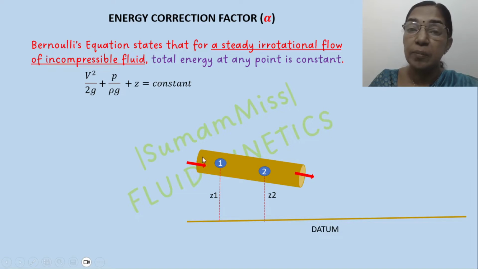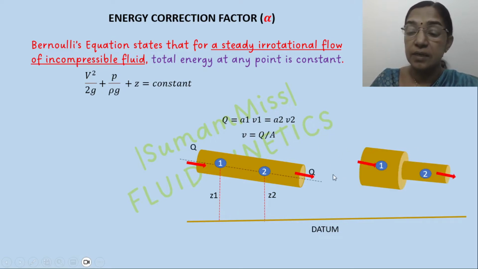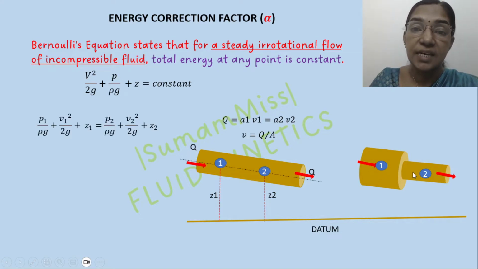So consider the flow through a pipe of constant cross section. The discharge Q is flowing through this pipe segment. Since the cross section is the same throughout, velocity is the same at sections 1 and 2. Consider another pipe segment which has a reduction in area at section 2. Due to the reduction in the cross section area, velocity at section 2 increases compared to section 1. So if we apply Bernoulli's equation at these two sections, we can write P1 by rho g plus V1 square by 2g plus Z1, that is total energy at section 1, equal to total energy at section 2.